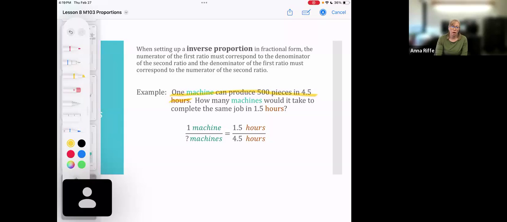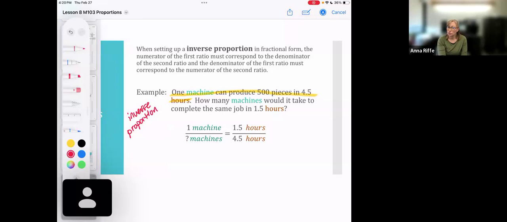So this time we are changing not the number of jobs, but the number of machines. If a machine can produce 500 pieces in 4.5 hours, then it would make sense that if you decrease the number of hours and you have to do the same amount of work, then you would need more machines to complete that job in less time. So as the time goes down, the number of machines goes up. So this is an example of an inverse relation, or an inverse proportion.